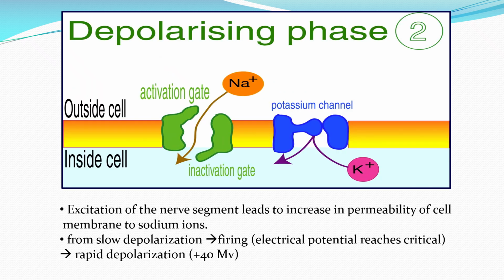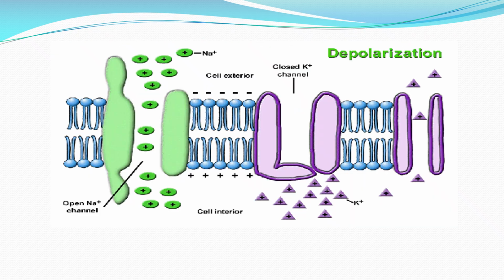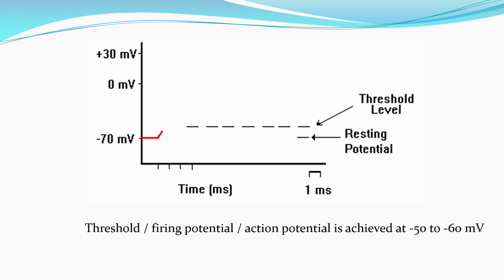When an action potential is generated, or the nerve is excited, there is a depolarization phase. From a slow depolarization, the firing will happen, and rapid depolarization happens at a charge of plus 40 millivolt. This picture depicts the sodium gate opening and the sodium ions gaining entry inside the nerve axoplasm. So from minus 70 millivolt, it goes to a charge of plus 30. It goes beyond the threshold level.